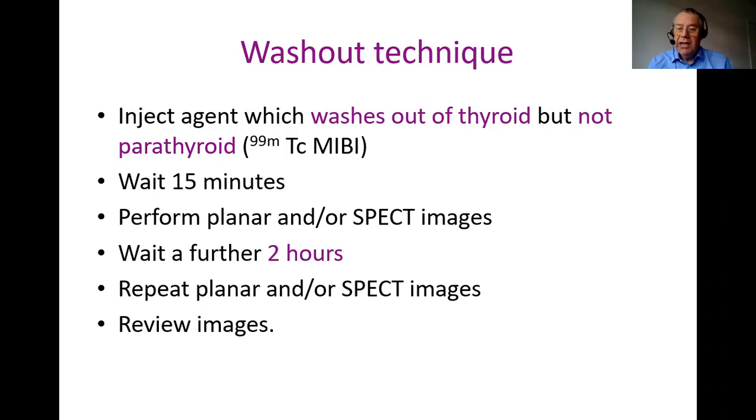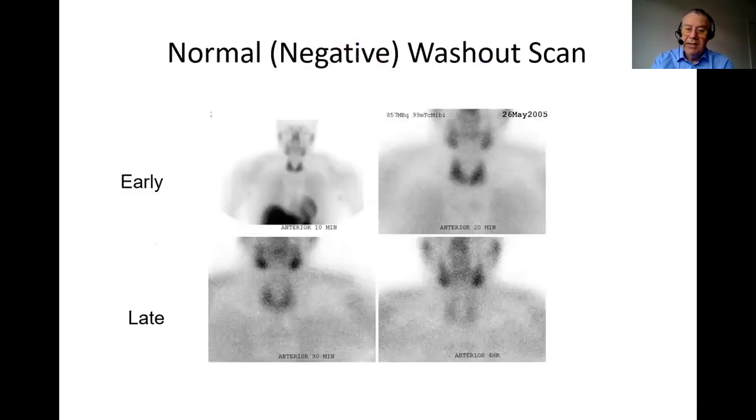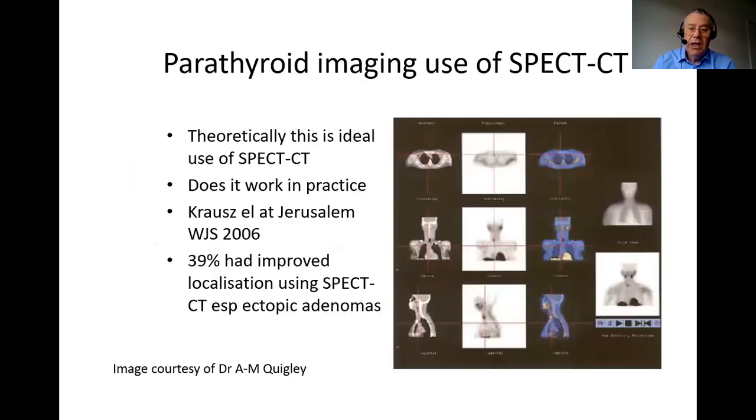Alternatively, you can use the washout technique using something such as MIBI. Tetrofosmin doesn't work with this. What you do is you inject the MIBI, you scan about 15 minutes to give you a thyroid scan, and then you wait 2 hours, and then you do a further image, and you can subtract the two images, or you can do SPECT and now SPECT-CT. So this is a washout planar scan. This was done in 2005, and you can see here that you get washout of thyroidal activity. This patient has nothing else that we can see on them.